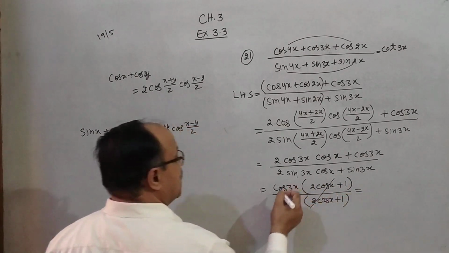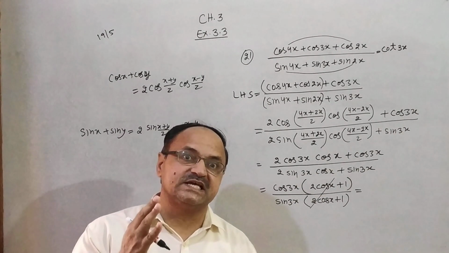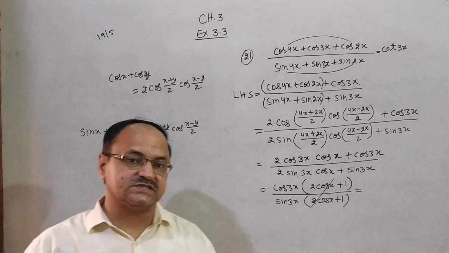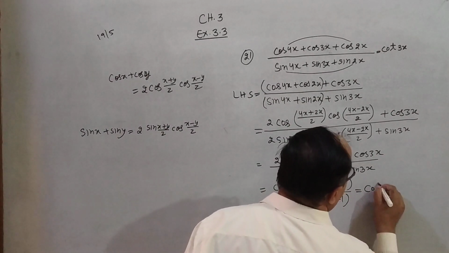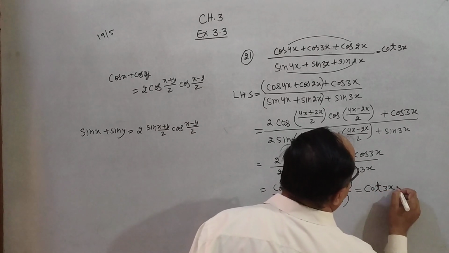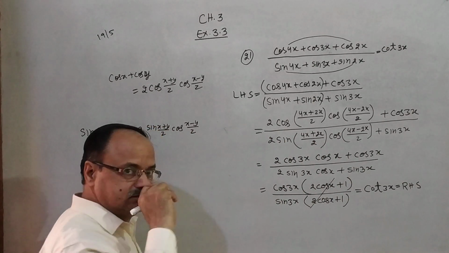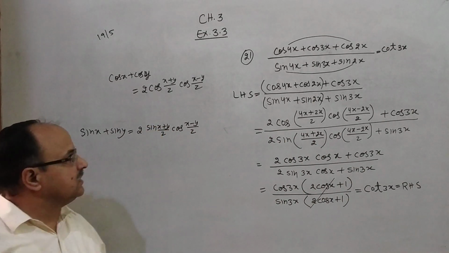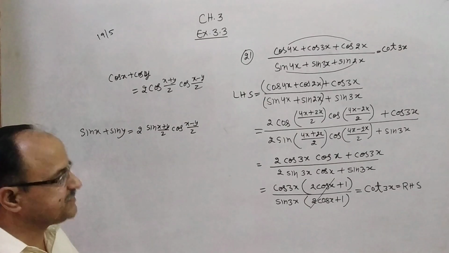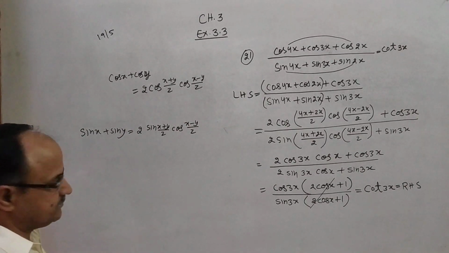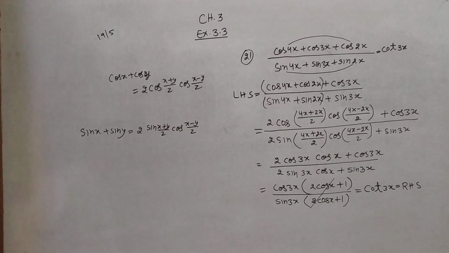Now can you tell me cos x by sin x? Every student knows this formula. Cos x by sin x, that is cot. Therefore cot 3x. There is the right hand side. Clear? So this is the solution of question number 21. Understand? Now we solve the next question.